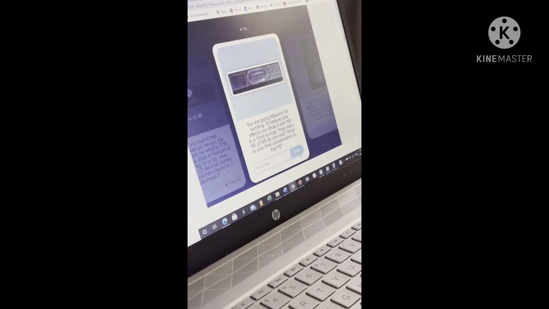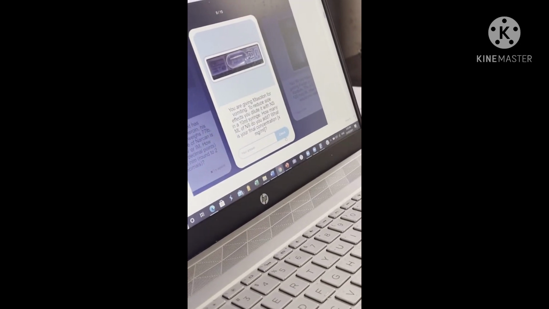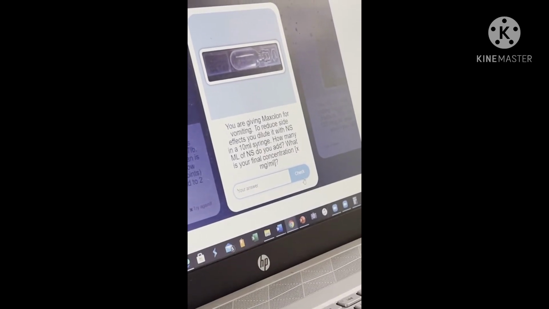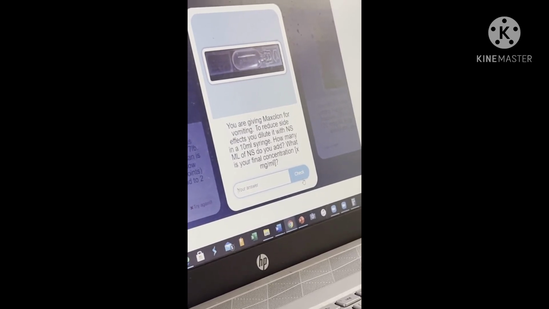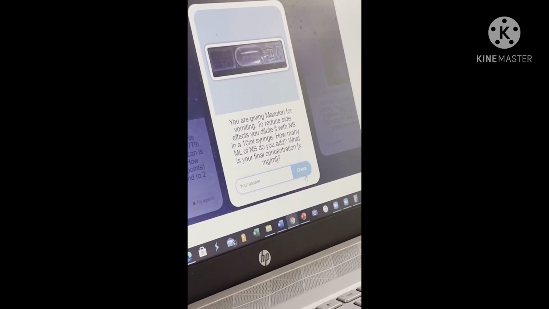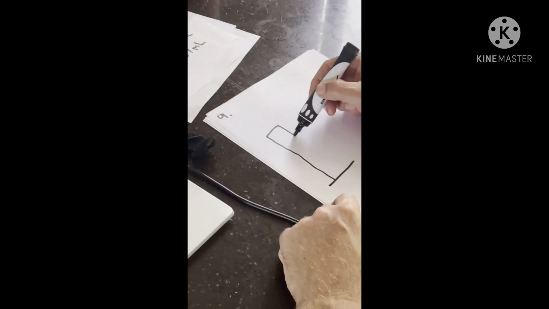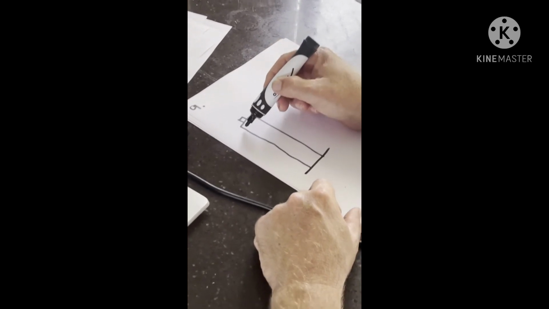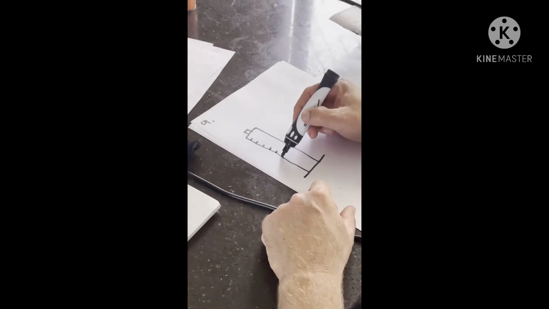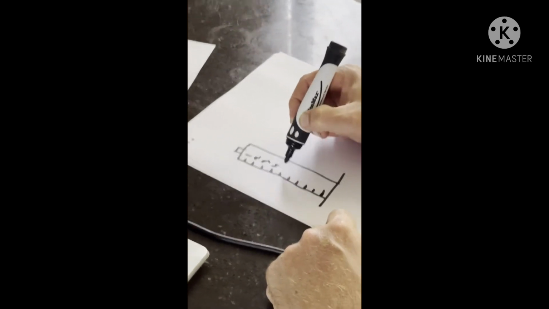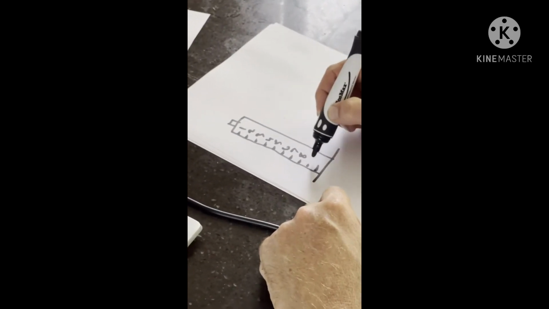Question 9. Giving Maxilon for vomiting. To reduce side effects, you dilute it with normal saline in a 10 ml syringe. How many ml of normal saline do you add? What is your final concentration? Okay, so this goes back to your syringe, so I'll draw my syringe again because I feel as though that's sort of the easiest way to do this. So I'll draw my syringe. One, two, three, 4, 5, 6, 7, 8, 9, 10.